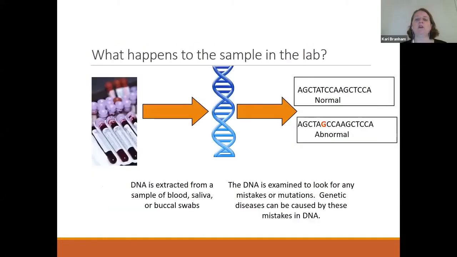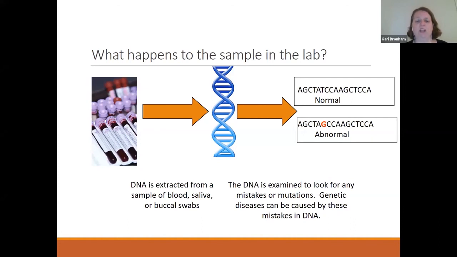So just to give a little bit more information of what happens to the sample in the lab. I think genetic testing kind of gets this amorphous, oh, we're not exactly sure what happens. Well, it's actually pretty simple. So you take a blood sample, saliva sample, or as I mentioned, the buccal swabs, and that's really going to be dependent. Different clinics might have different things available of how they can obtain the samples.